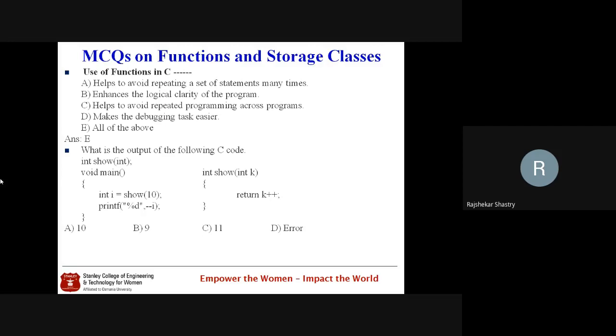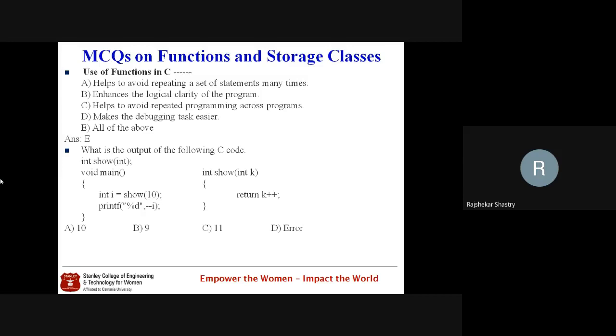So return K plus plus means first K will be stored in the return value, and then K gets incremented because it is a post-increment. If I say plus plus K, it would be a different result, 11. In this case, first the original K is stored in the return value. Then the original K will be incremented later. That incremented part will not come into the picture, because once you come out of the show method, K will be destroyed, but the return value of K will be retained, and that return value will go back to the caller.